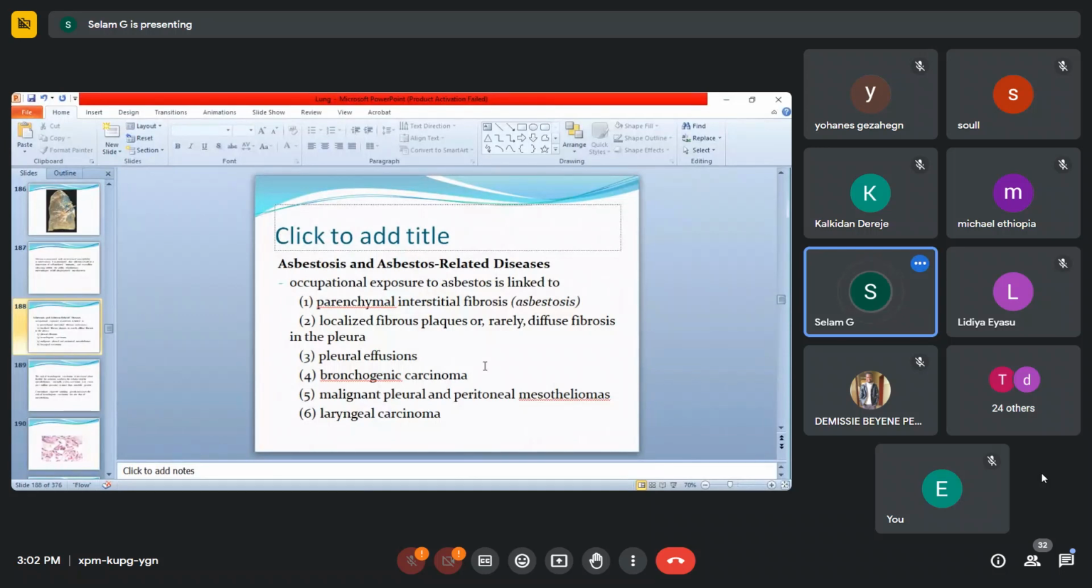may occur. The other group of restrictive lung diseases encompasses asbestosis and asbestos-related diseases. Occupational exposure to asbestos is linked to parenchymal interstitial fibrosis or asbestosis, localized fibrous plaques, or rarely diffuse fibrosis in the pleura, pleural effusion, bronchogenic carcinoma, malignant pleural and peritoneal mesotheliomas, and laryngeal carcinoma.